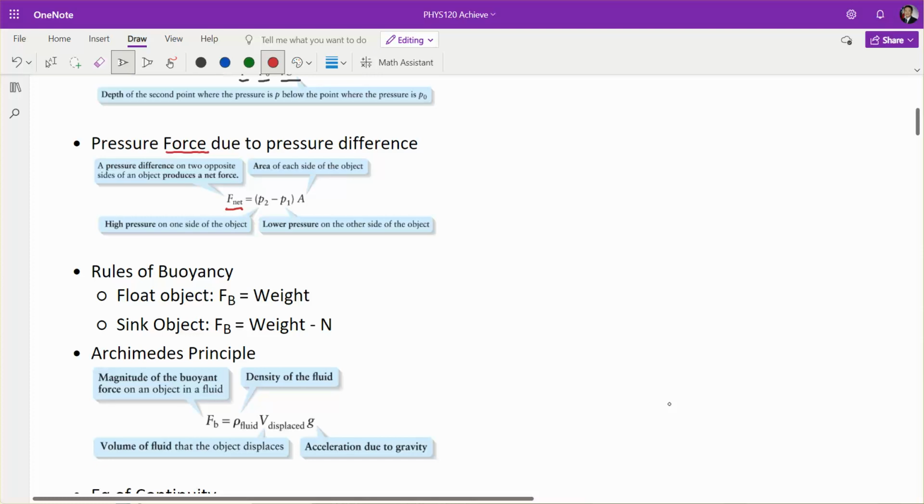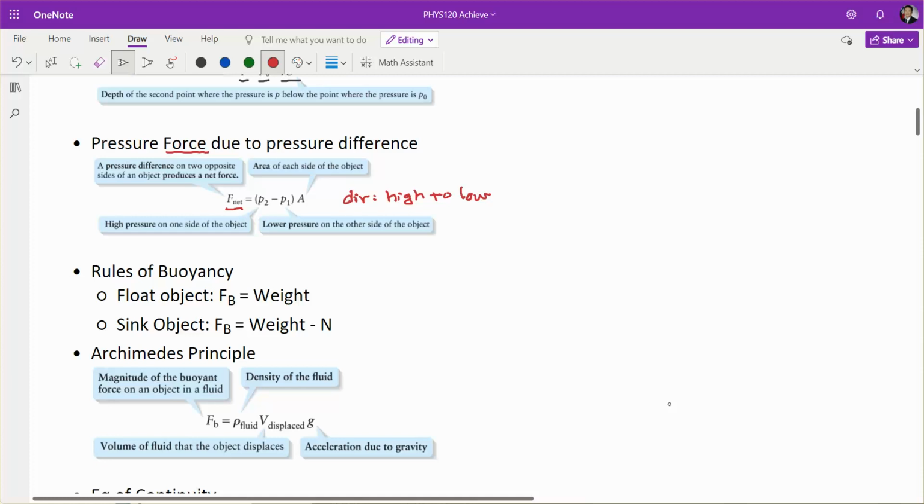P2 is the larger pressure, P1 is the lower pressure. The pressure difference gives you the force, and the direction is from the high pressure to the low pressure. So that is the direction of the force. Now the force is in Newtons, the same as we used before.